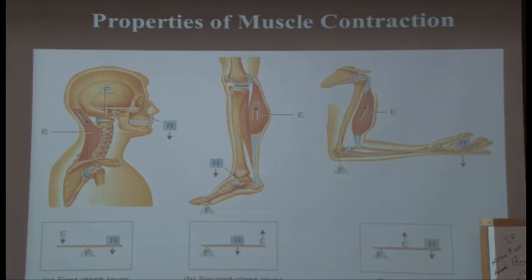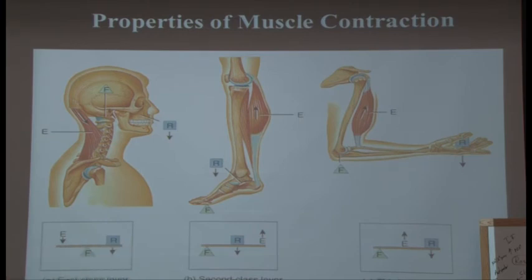So attaching to the superior nuchal line and then the cervical vertebrae. And the resistance is the weight of your face. And so the muscle has to create enough effort to do this. So a class 1 lever is E, F, R.